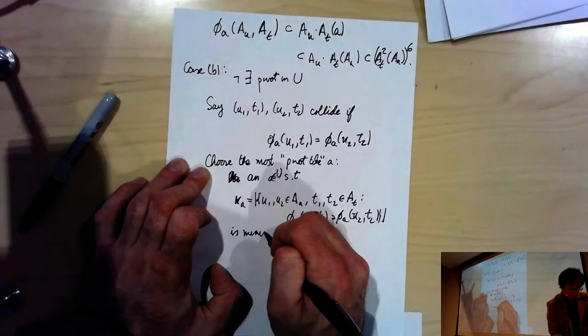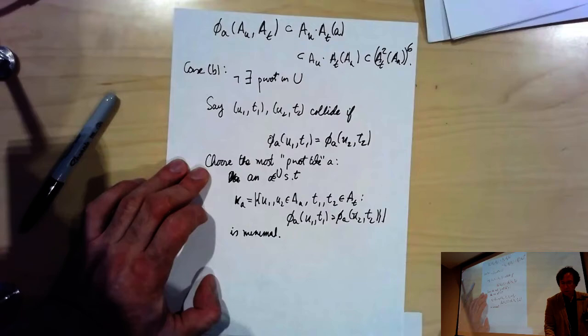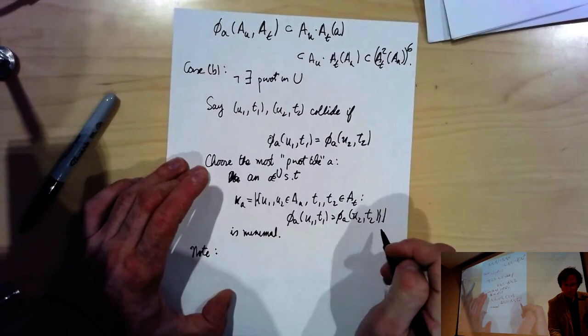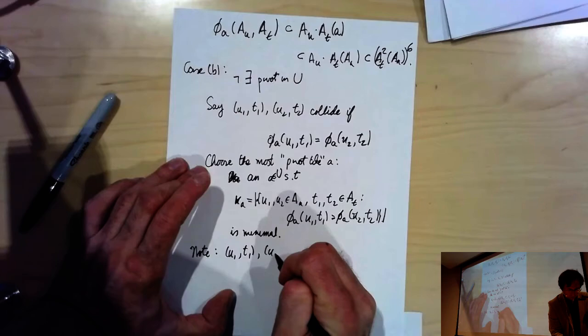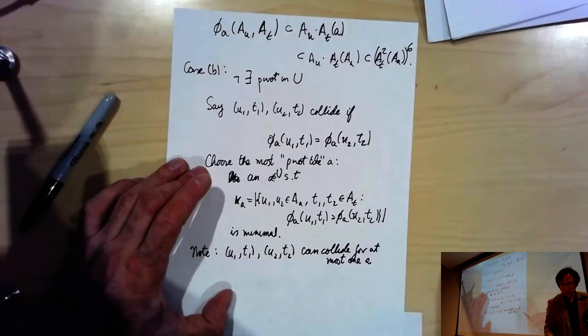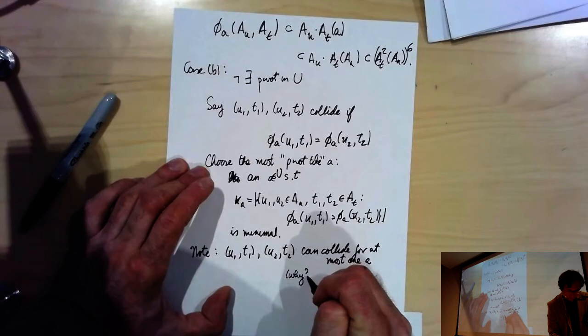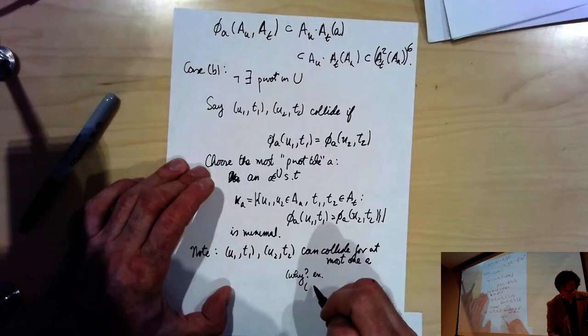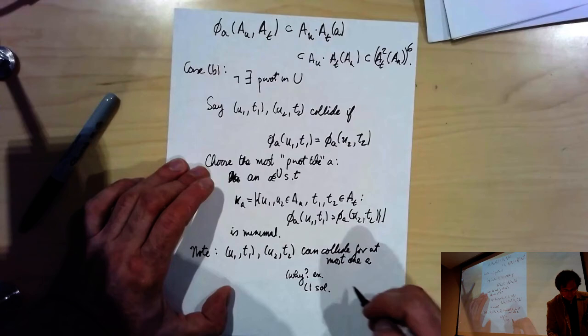Now, it's quite easy to see that two distinct pairs can collide for at most one A. That you prove with your bare hands. No, why? Well, it's really a solution. It's the fact that there is only one solution to a linear equation in one variable.